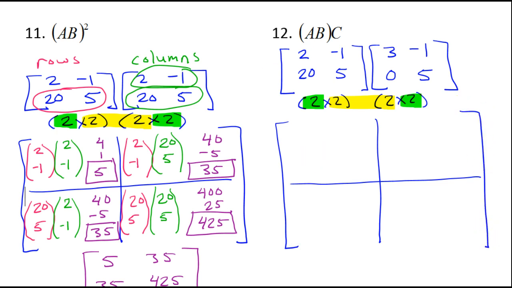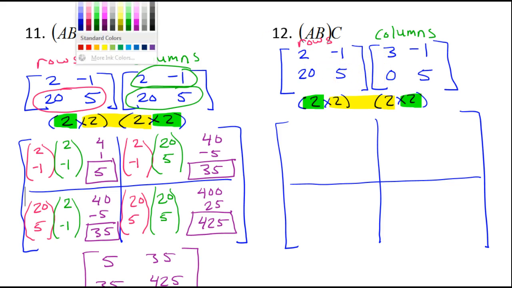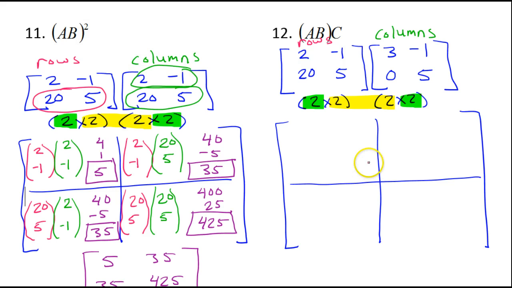Okay, let's remember that the rows always come from the first matrix and the columns always come from the second matrix. All right, so when you multiply matrices together, you're always multiplying rows times columns. Rows from the first matrix times columns in the second matrix. All right, I like to write down all my rows first and then all my columns.